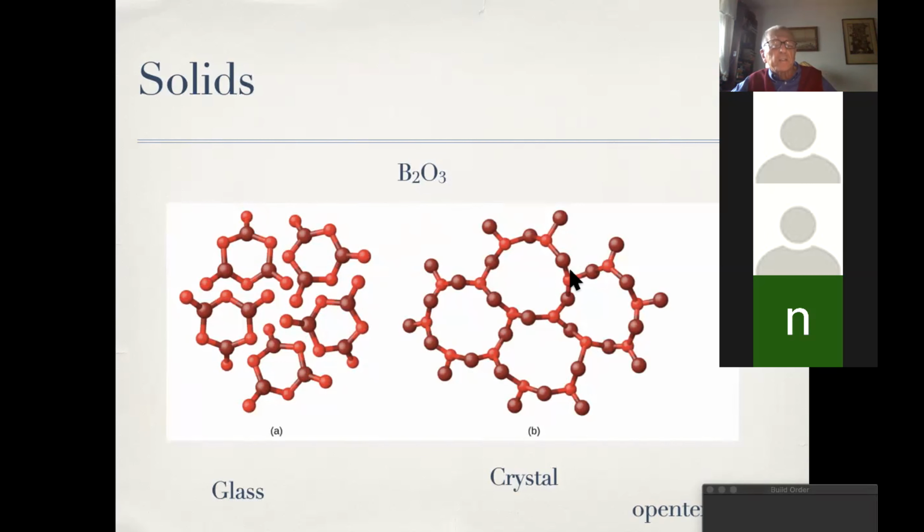Because in a crystal, these cells are constructed in a periodic spatial construction, which fills up the space. And in the glass, they are local, and these local cages are more or less randomly oriented.